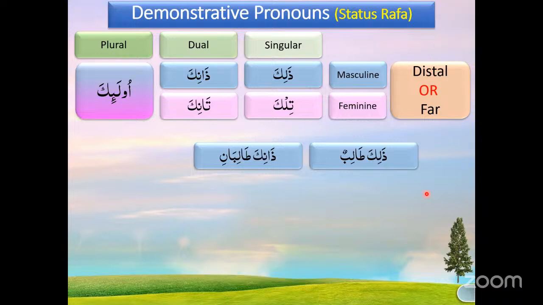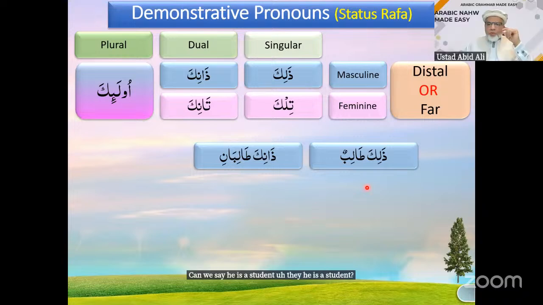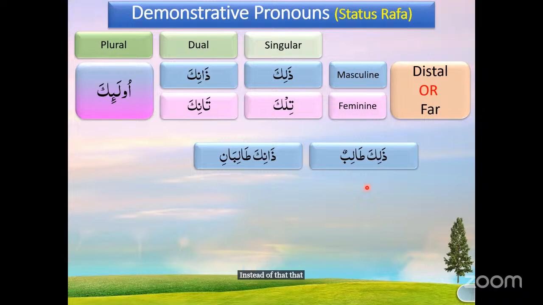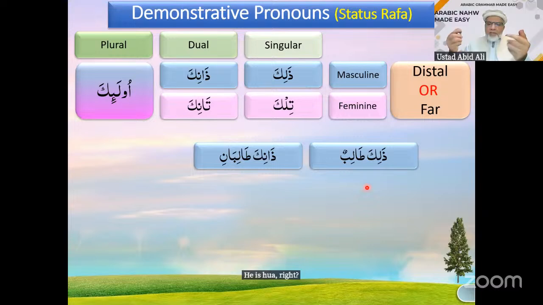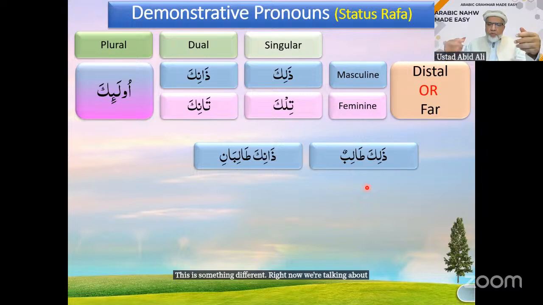Just a small question: Zalika Talibun, can we say he is a student? No, instead of that, zalika is a pointer, right? It's an ishara. Huwa is a pronoun, but this is something different. Right now we're talking about demonstrative pronouns, pointers.